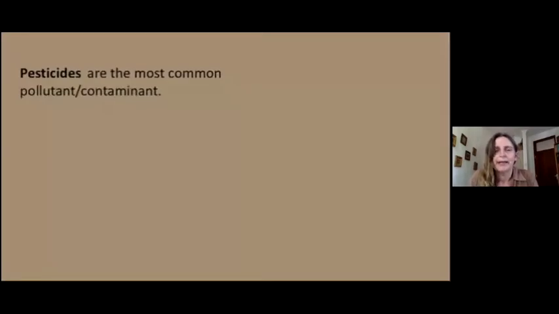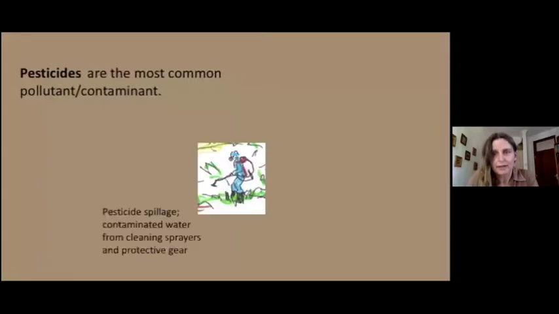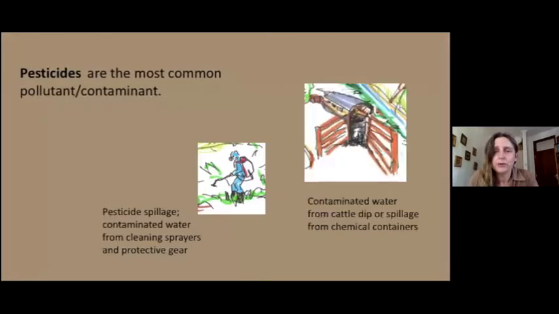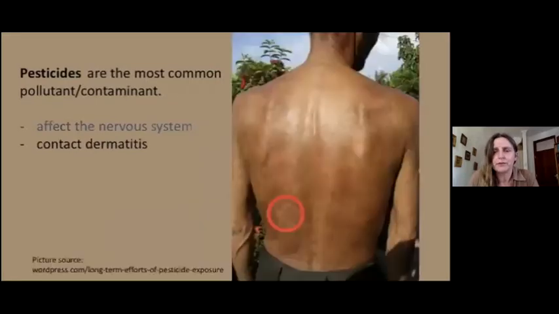We are looking at pesticides as the most common contaminant. These can be caused, as you said, by pesticide spillage, but not to forget also from washing the equipment or the protective gear. And it, of course, can come from cattle dips, where we also might have spillage or contaminated water. Pesticides are dangerous because they affect the nervous system. They can cause dermatitis as well as cancer.